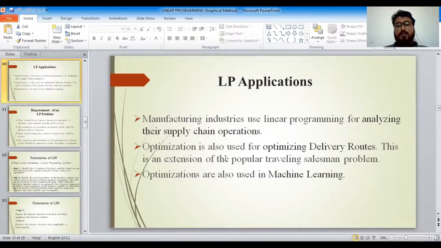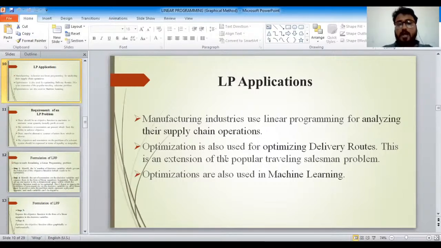The second last one, optimization is also used for optimizing delivery routes. This is an extension of the popular traveling salesman problem. The service industry uses optimization, finding the best route for multiple salesmen or in multiple cities. With the help of clustering and greedy algorithms, the delivery routes are decided by companies like Amazon, etc. The objective is to minimize the operation cost and time.